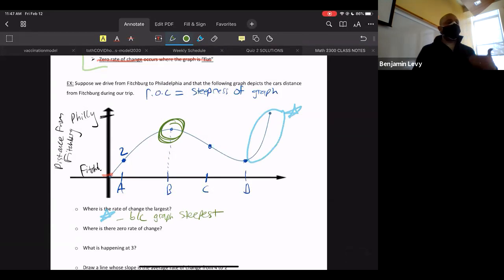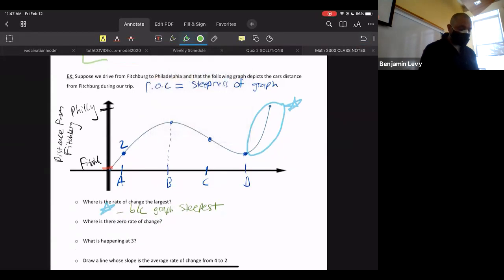That is one of the highest points on the graph, but it's actually flat there, right? In other words, the slope of the tangent line, if we drew the tangent line, it would look like this. That has a slope of 0. And so B, in terms of rate of change, actually has no rate of change. And so that's actually one of the answers to the next part. Where is there 0 rate of change? That's going to be at the peaks. And so B is one of those.